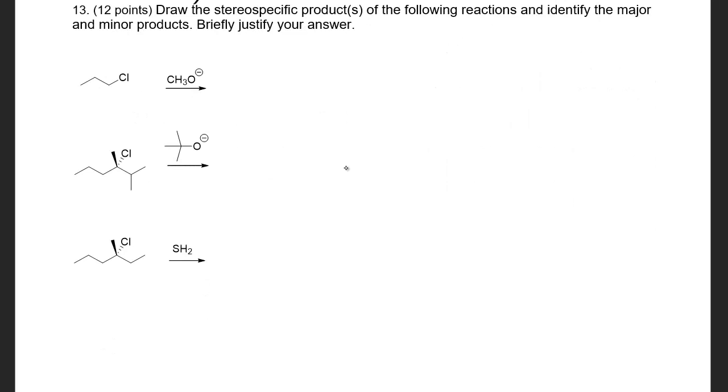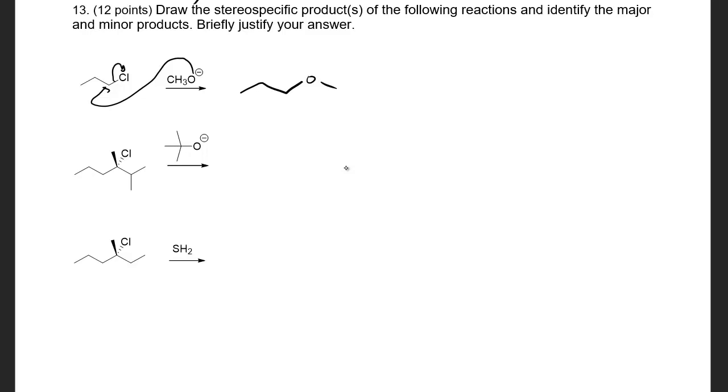All right, draw these stereospecific products and identify the major and minor products. Briefly justify your answer. So here we have a primary substrate with a good leaving group. Here we have a strong nucleophile, strong base. So since it's primary, it's definitely going to favor the SN2 reaction. So we're going to kick that off, and that is the product.